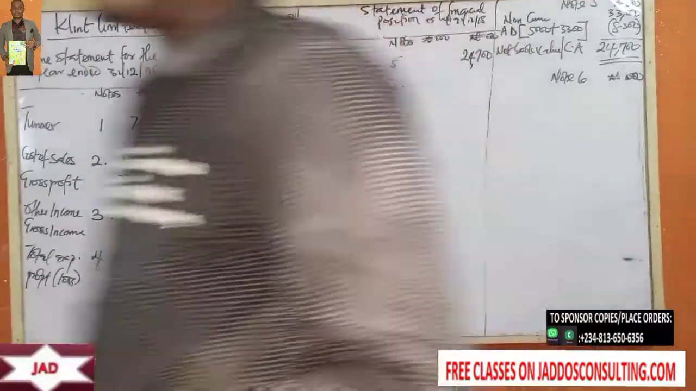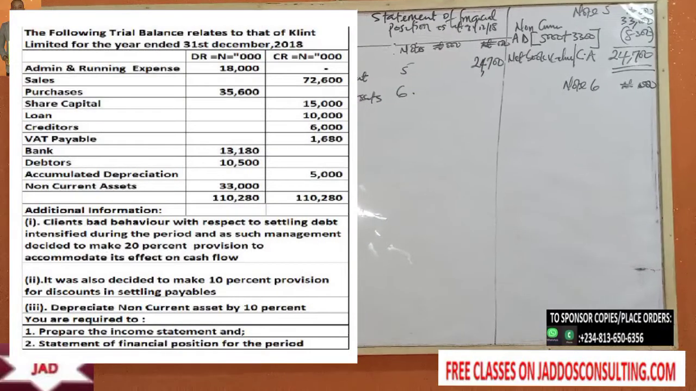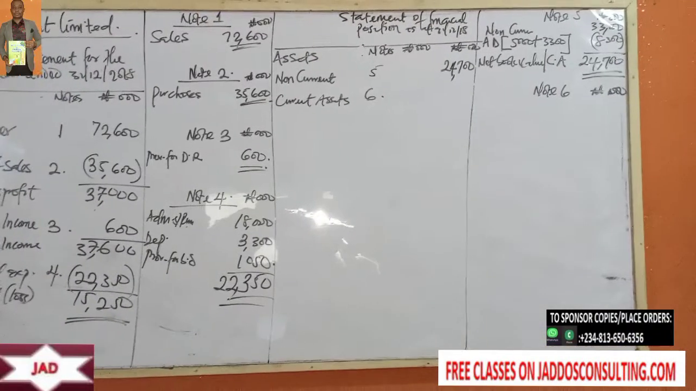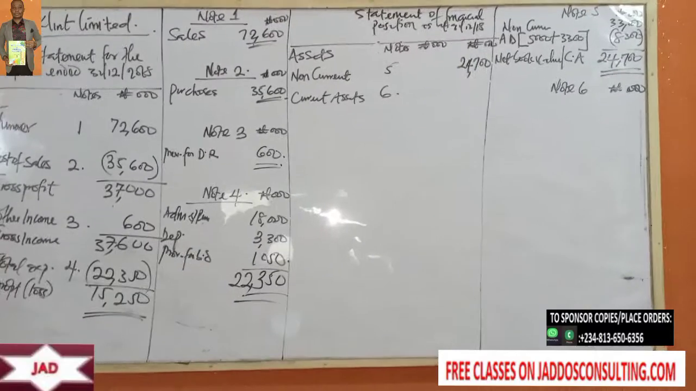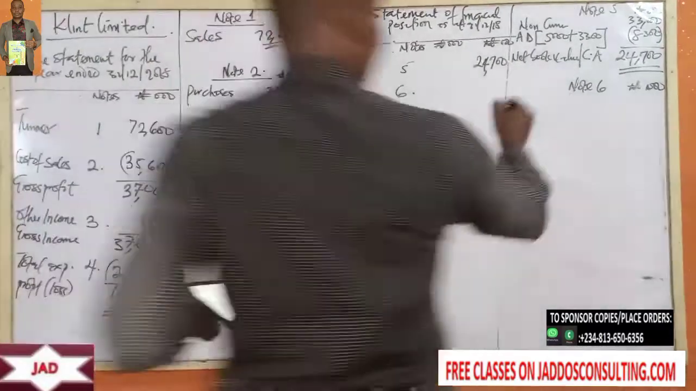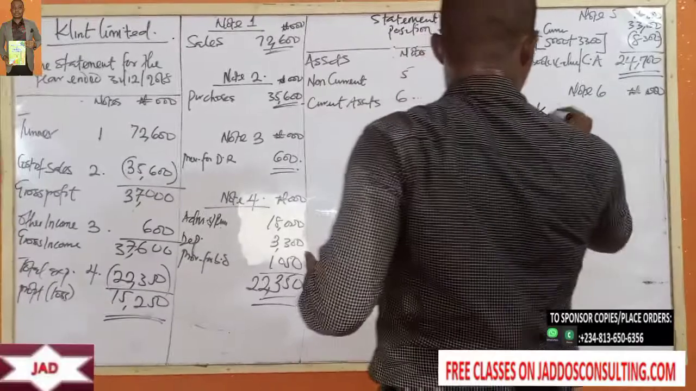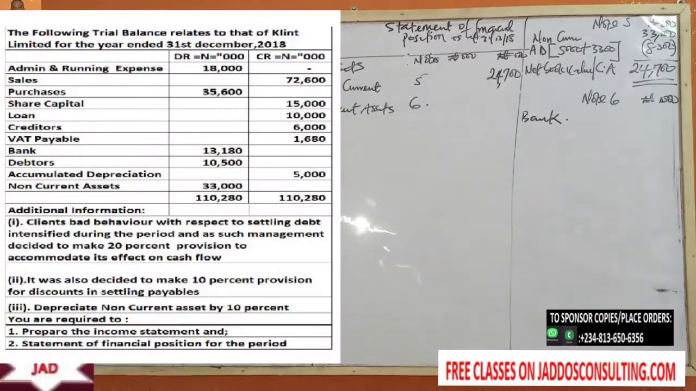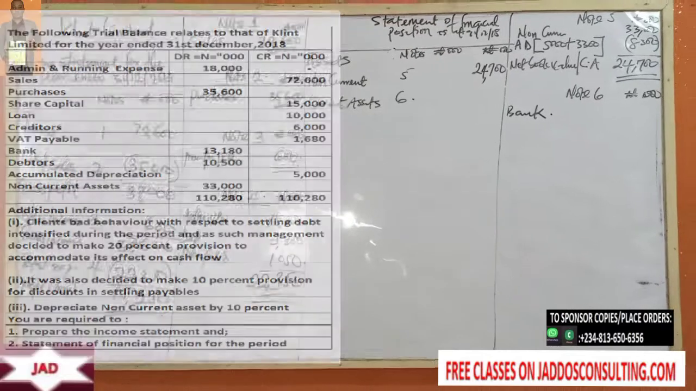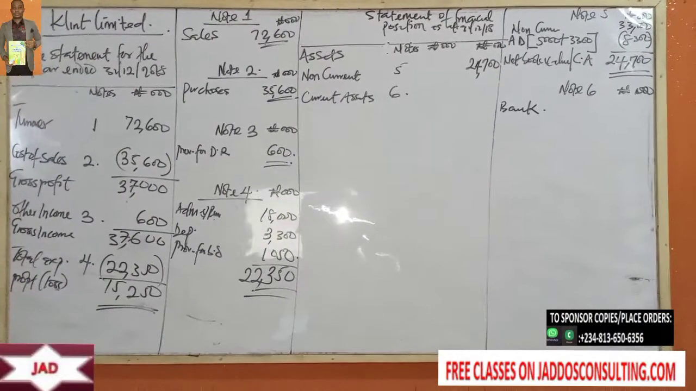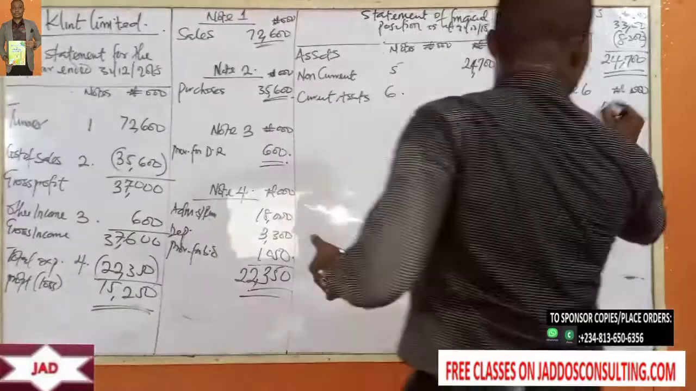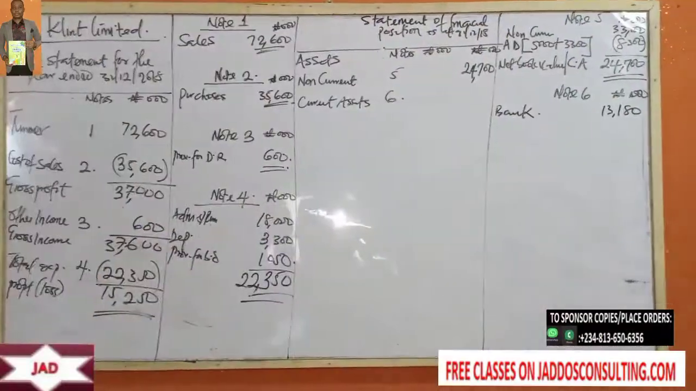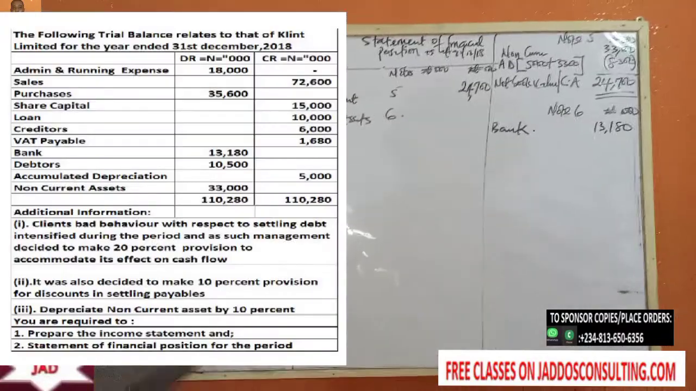So what are the items we have here? What are the current items here? I can see bank, I can see debtor. So what's bank here? Bank, according to the question here, what do you have? Bank here is 13,180. What else? Debtors.